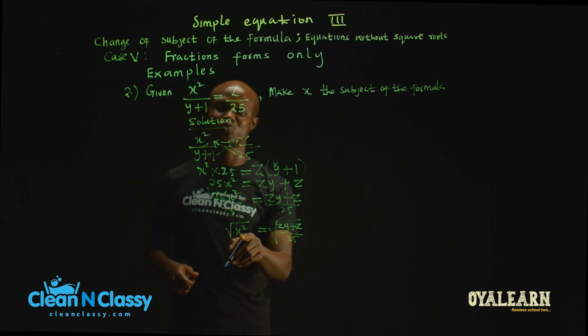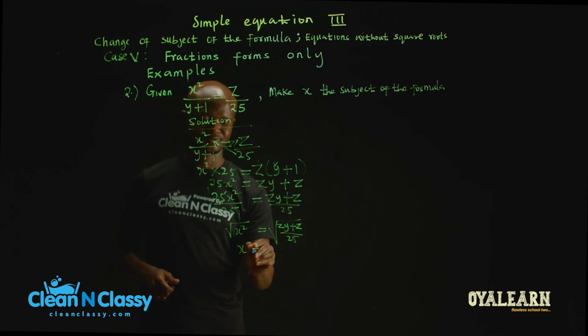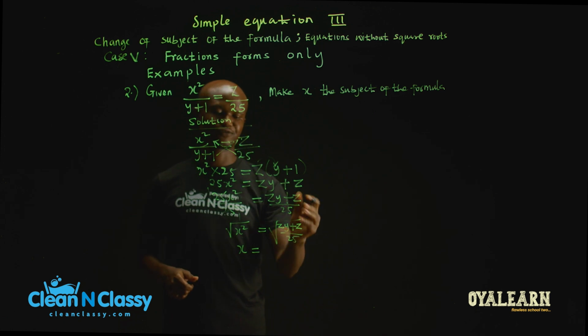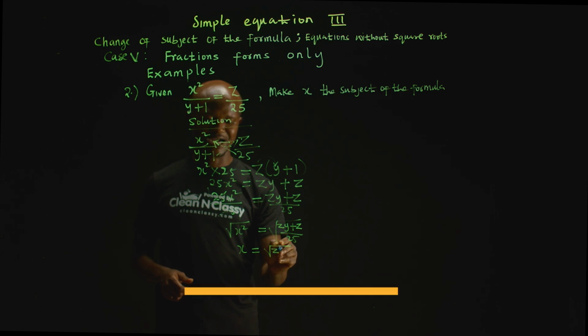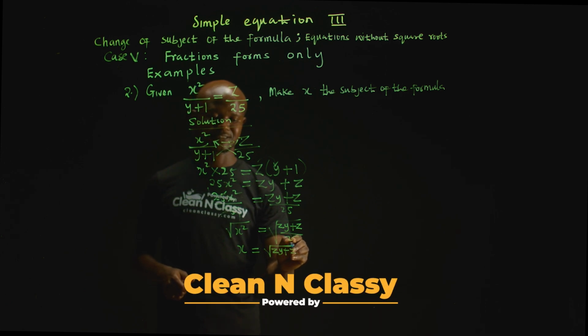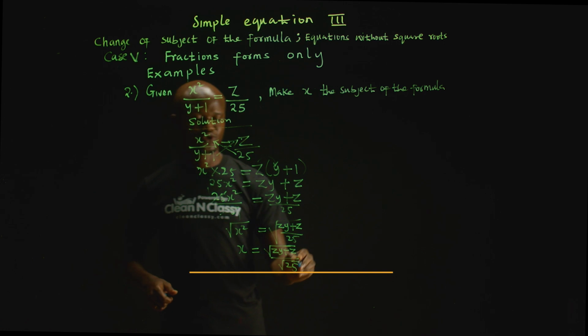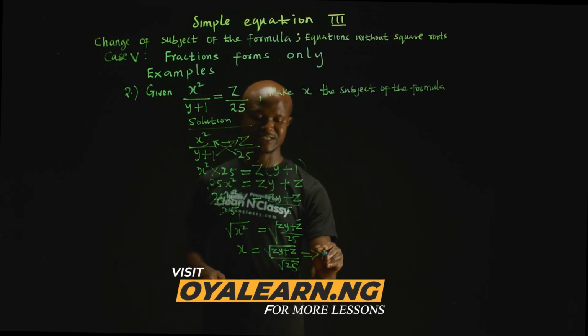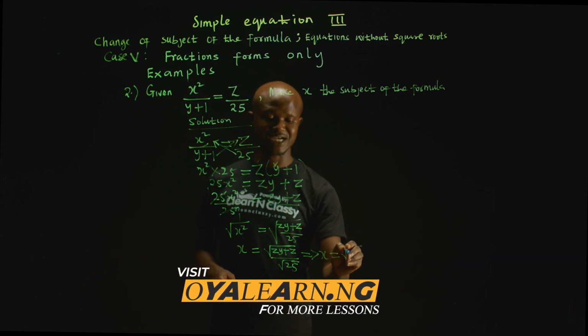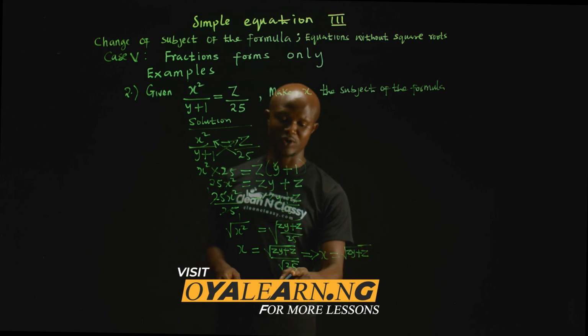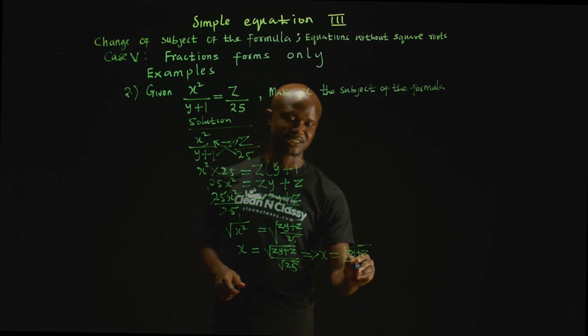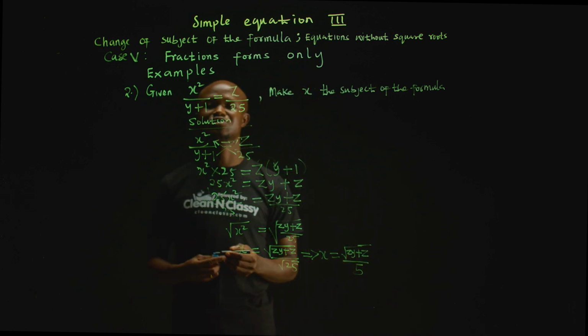So square root of x squared, that's x. Then we have this to be square root of numerator divided by denominator. This is zy plus z, that's the numerator, divided by the denominator, square root of 25. So this implies that x equals the square root of zy plus z divided by what? What's the square root of 25? That is 5. That is the solution to the problem.